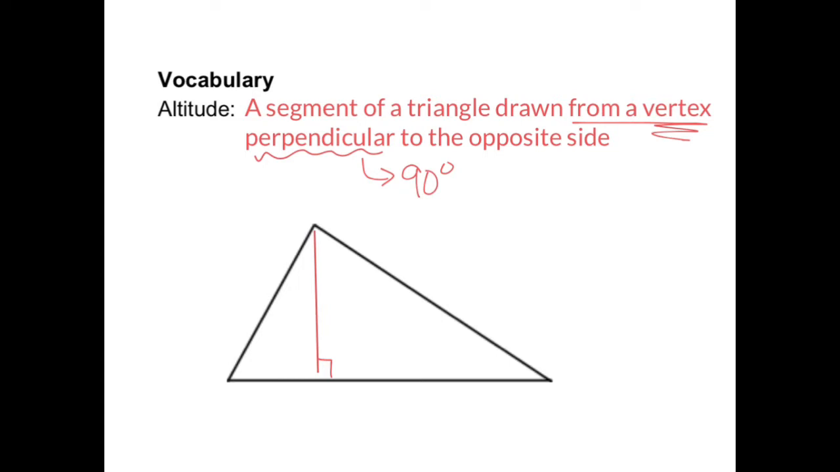So these sides down here are not congruent like the median creates. This is a segment that is perpendicular to this opposite side. That's the key with the altitudes.